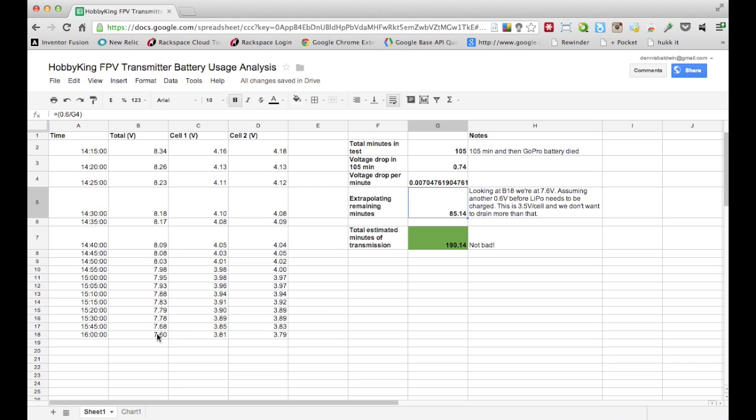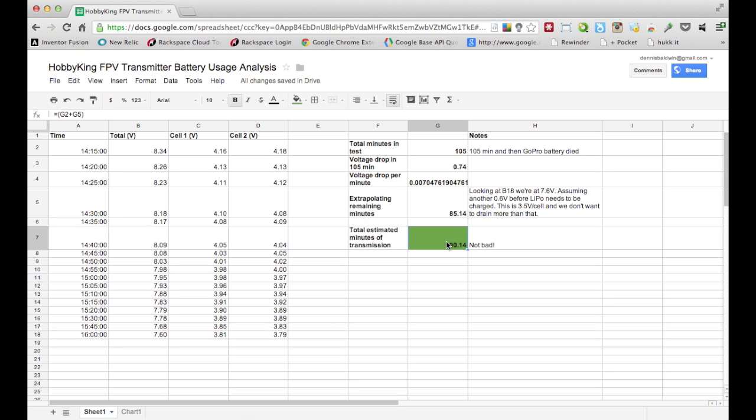Instead of looking at B18, we're at 7.6 volts. That's where the GoPro battery died. And let's just say that we wanted to discharge to about 3.5 volts per cell, which is kind of a safe voltage per cell. Then that would leave us at a total of 7 volts. So 7.6 minus 0.6 gets us 7 volts, or 3.5 volts per cell. So 0.6 is the number we're working with as the remaining voltage that we want it to drop over time. So 0.6 divided by our voltage drop per minute, which we calculated here, comes out to 85 minutes. So you take 105 plus 85, and we get 190 minutes, or a little bit over 3 hours.